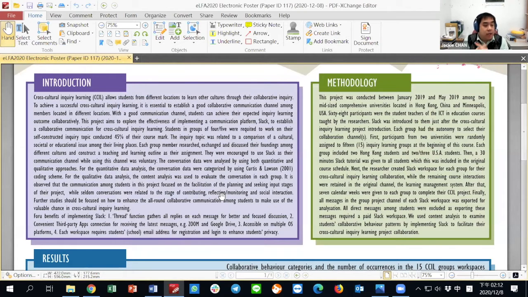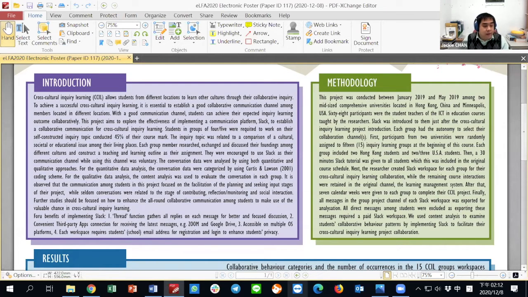The second is the convenient third-party app connection for receiving the latest messages and updates. You can connect it to Google Drive, and you can connect it to Zoom, so that you can receive the latest updates from these apps. The third is that it is accessible on multiple operating system platforms. You can access the workgroup on Slack through your mobile device and also from your computer, no matter whether it is Macintosh or PC based.